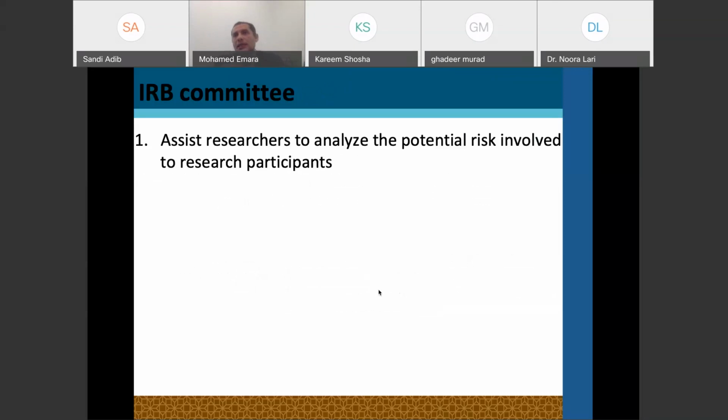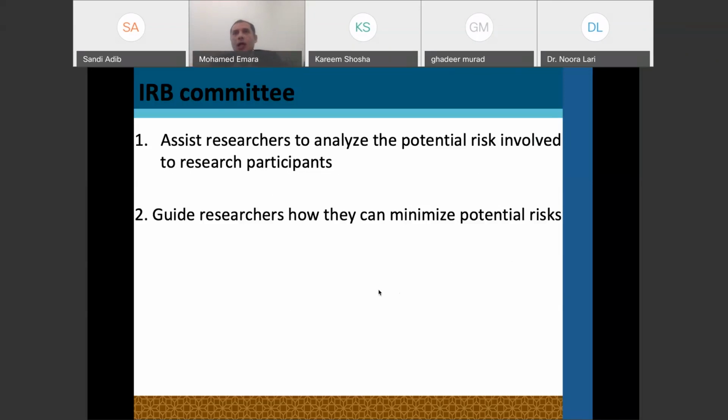So if you notice here, the first word I'm putting here as an IRB committee role: assist. Assist whom? Assist you as researchers to analyze the potential risk involved to the research participant. I just want to make sure that you know the risk. Okay, very good. And I will help you and guide you. How can we minimize this potential risk?